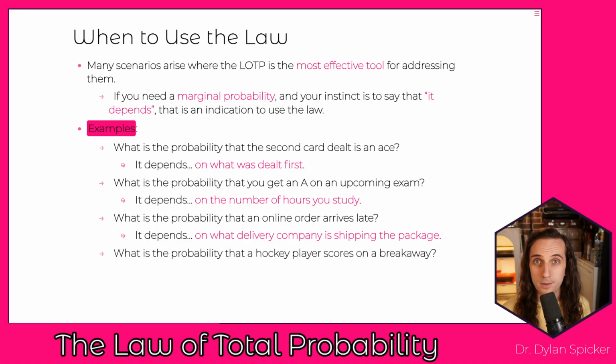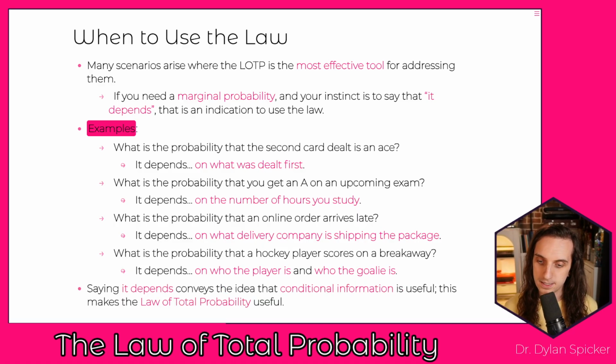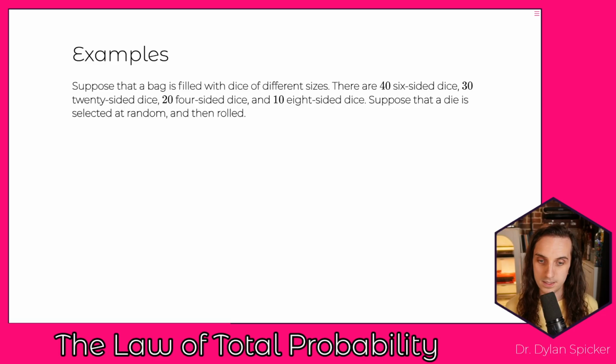Okay. What's the probability that a hockey player scores on a breakaway? Well, it's going to depend on who that player is or who the goalie is that is playing against. So in this case, again, we could use the law of total probability. Anytime we say it depends, what we're really saying is the conditional information is easier for us to work out. And because the conditional information is easier for us to work out, the law of total probability is going to be useful for us. So let's take a look at an example here.